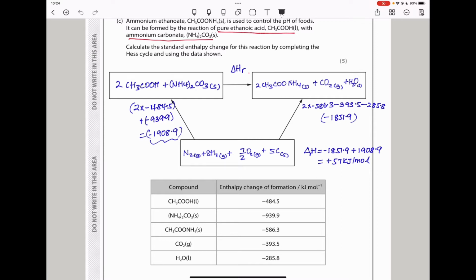So then I have to see how many carbons are on this side. We have 1, 2 times 2, that is 4, plus 1 here, there are 5. That's why I have a 5. I'm talking about the total, 5 carbons.